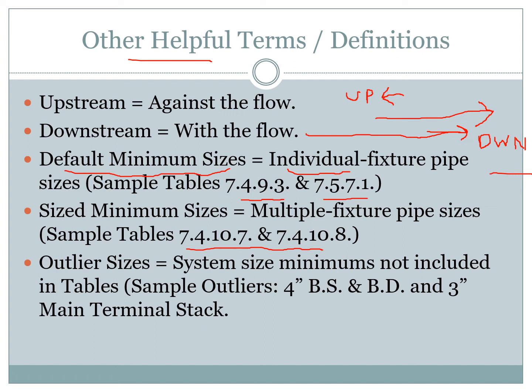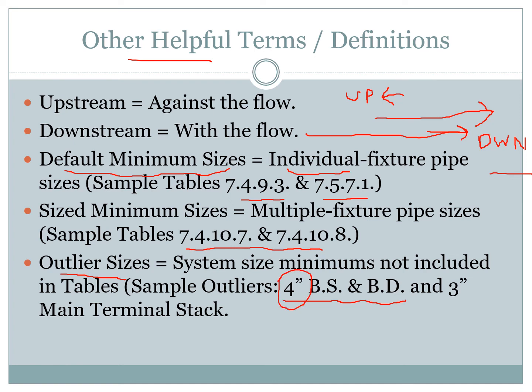The last thing I wanted to talk about is what I refer to, my word here, as outlier sizes. So there are some sizes that just aren't in these sizing tables that I've given you. That would be something like a 4-inch building sewer or 4-inch building drain. That's the main pipe that brings the waste through the building and out of the building. The building sewer is outside, the building drain is inside. It's essentially one main pipe. And it doesn't matter what fixture you have on that, it must be 4-inch minimum. So that's what I call an outlier.